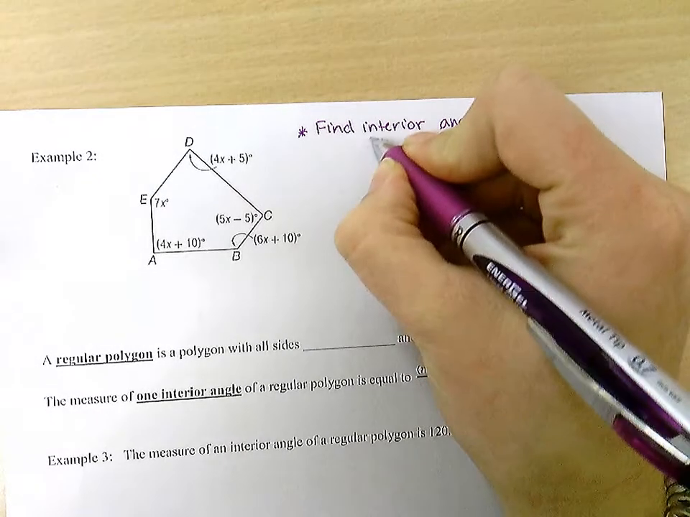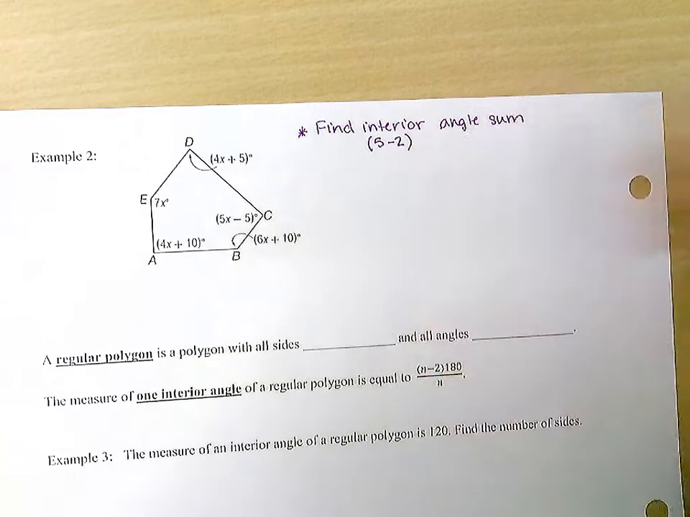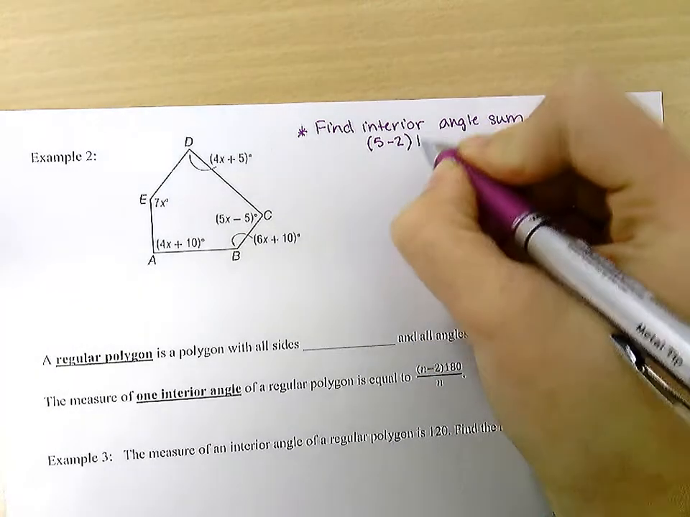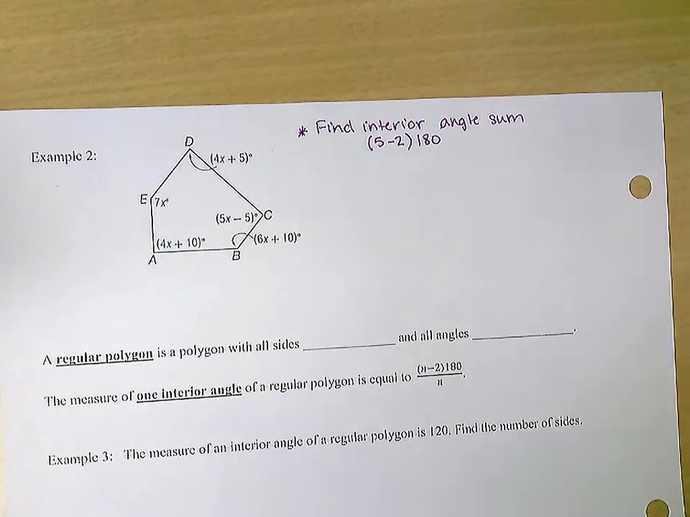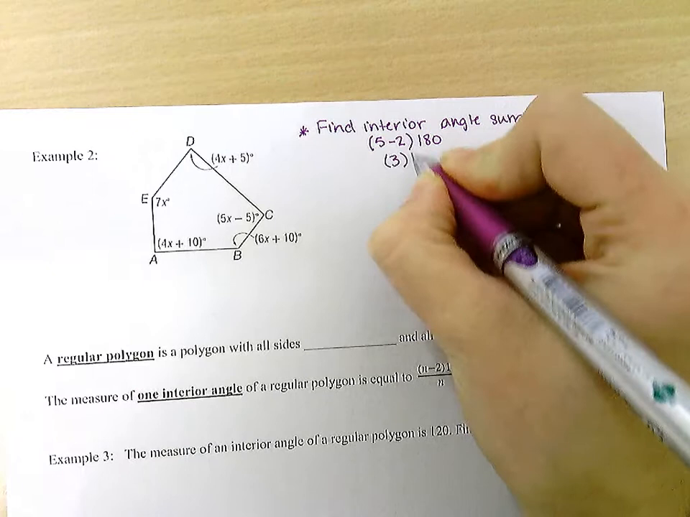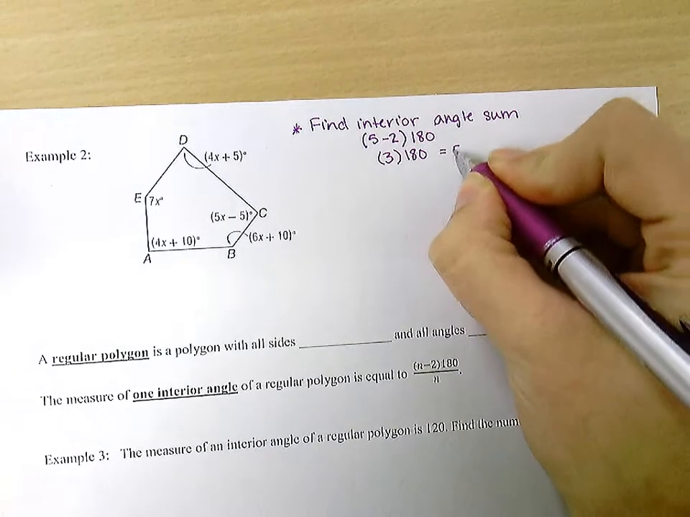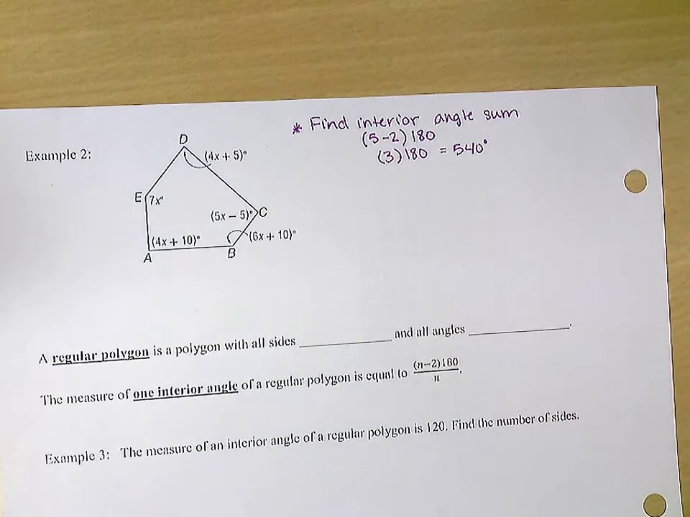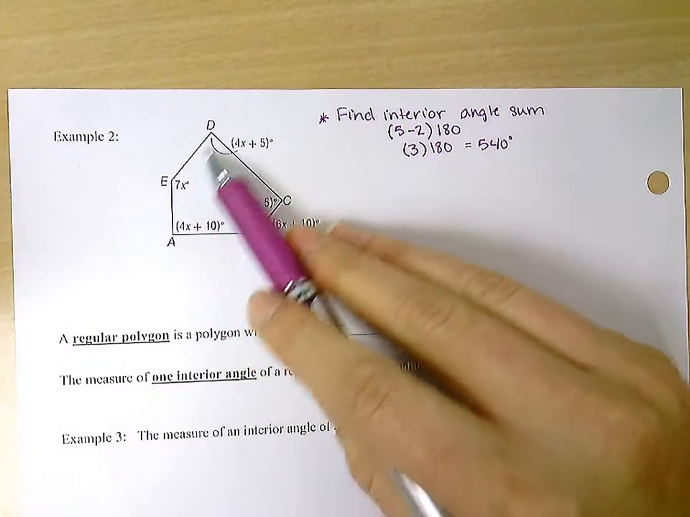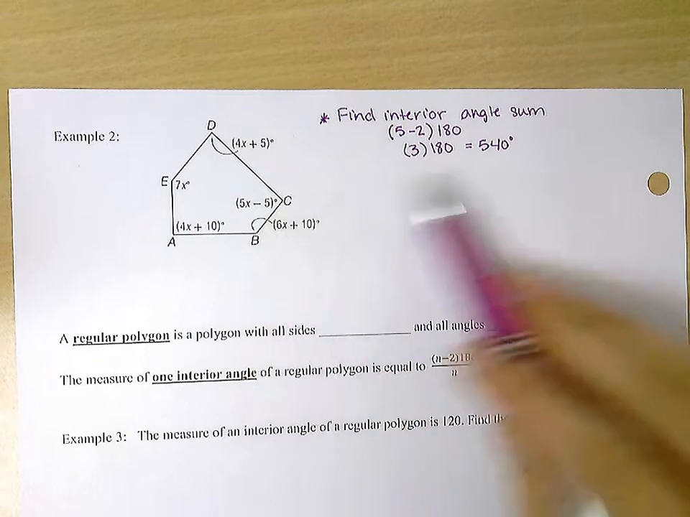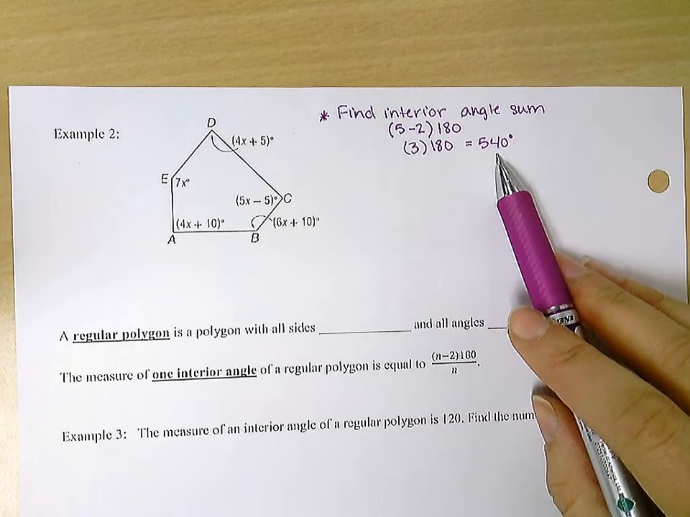So using that formula from the front, I would have 5 minus 2, since n is 5, times 180, which is just 3 times 180. That's 540 degrees. So that means all of the angles in this figure have to add to be 540. So in order to solve for x, all I would have to do is add all 5 of those angles together and set it equal to 540 degrees.